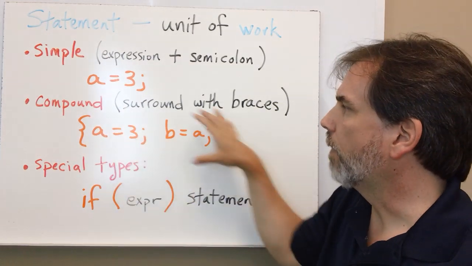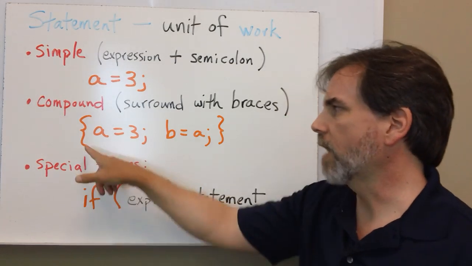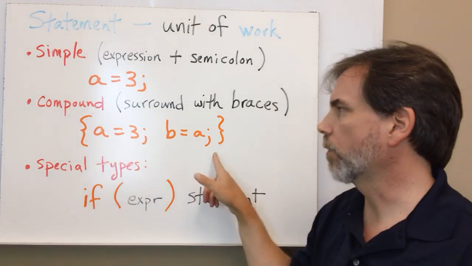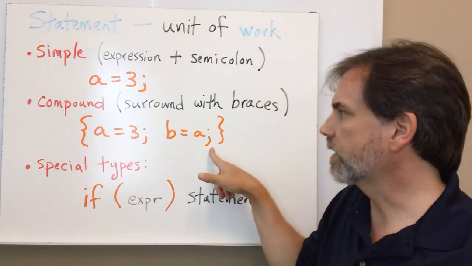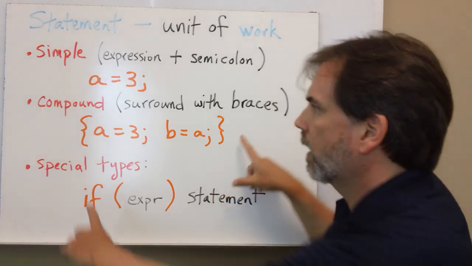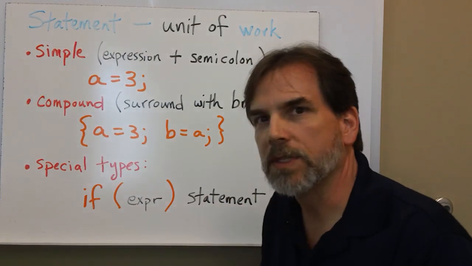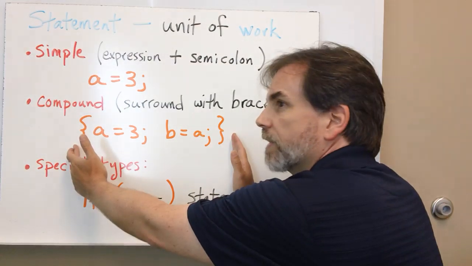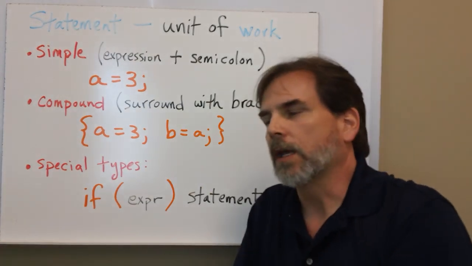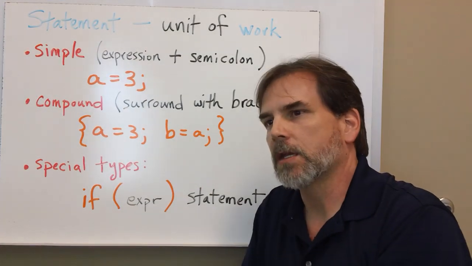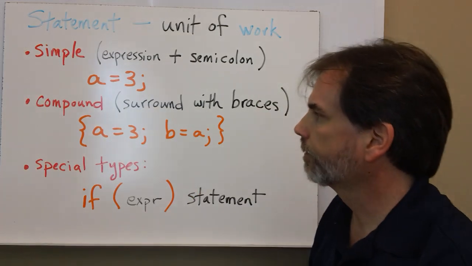If we want to combine multiple statements into one logical statement, we can do that by putting these curly braces around it. So here we have a statement A equals 3, semicolon, another statement B equals A, semicolon, and we put braces around that. So from a program's point of view, this can be treated as a single statement that's made up of multiple statements, like a compound statement in English. I like ice cream and I like waffle cones, right? So that's one statement with two independent thoughts in it.